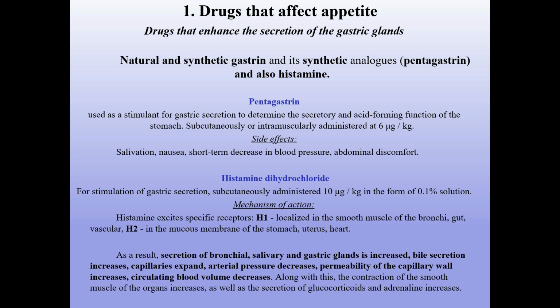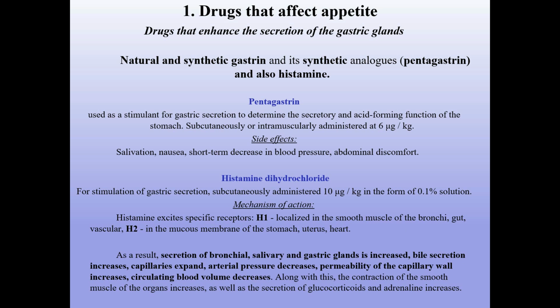So we discussed bitters, which are used in anorexia treatment. We discussed anorexigenic drugs, which are used in cases of bulimia. And now the third group is drugs that enhance the secretion of the gastric glands: natural and synthetic gastrin and its synthetic analogues, pentagastrin and also histamine.